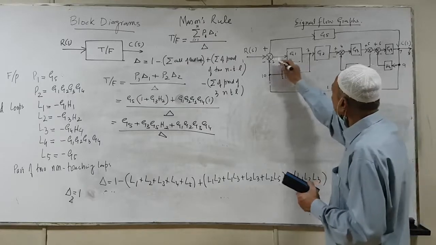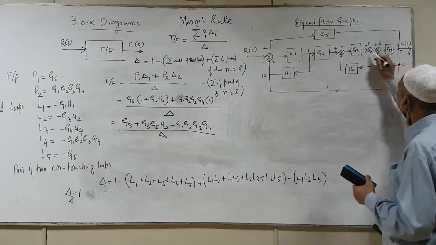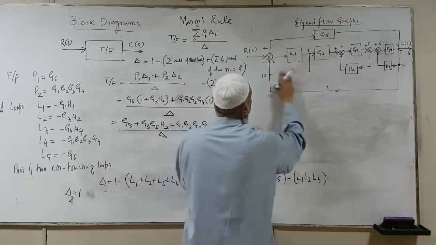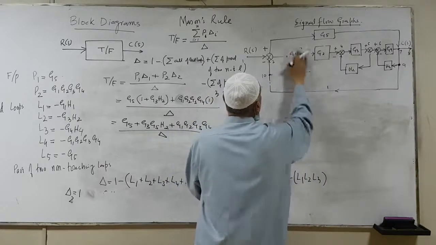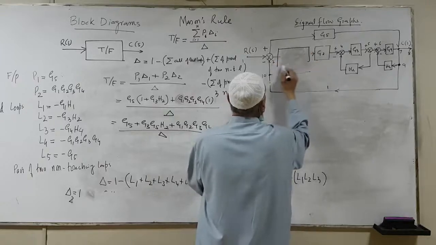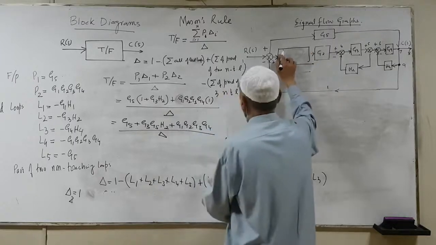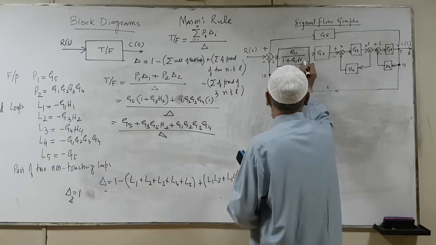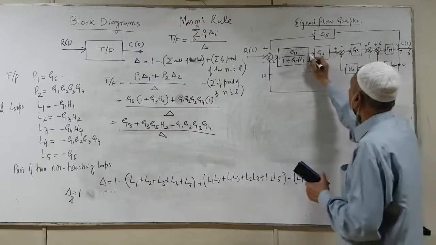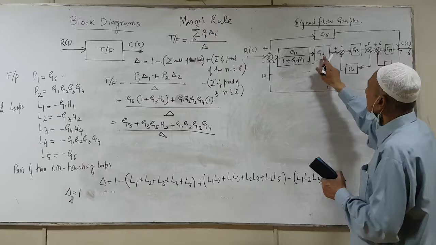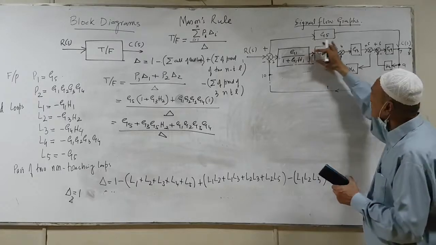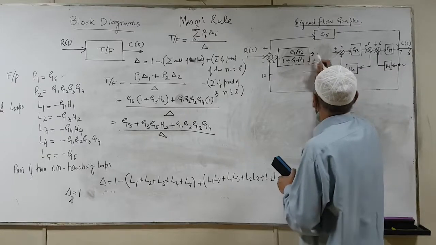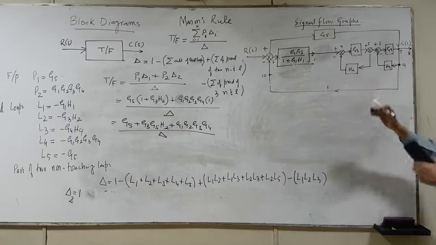First of all, we can look at the inner loops. Simplify the inner loop, for example, this loop. If you simplify this one, this will be simply equal to G1 over 1 plus G1 H1 according to the rule. Now this is acting in series with this one. You see, this block is now in series. So we get rid of this block and put G2 over here. So this is the series rule. You are following the cascade or series rule.